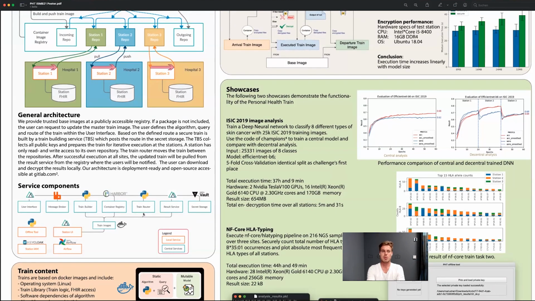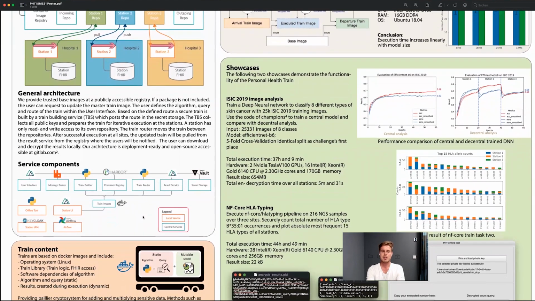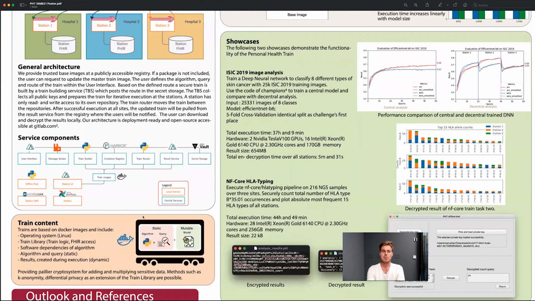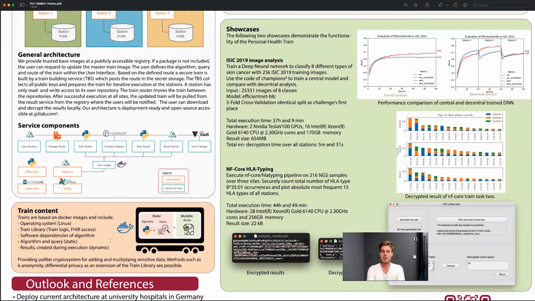We use several service components depending on central or local services. It is based on different open source or self-implemented components. The trains are based on Docker technology, which allows an independent execution at each site, basically including the operating system, the train library, which includes the train logic and defines how the FHIR data is being accessed, and all software dependencies of the algorithm. The algorithm and the query are static during the whole execution and do not change. The results which are created during the execution are obviously dynamic, and they always change.